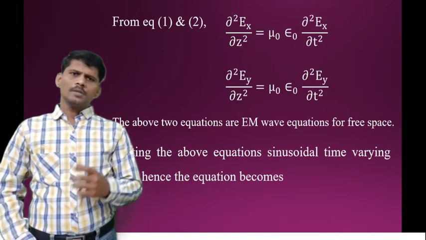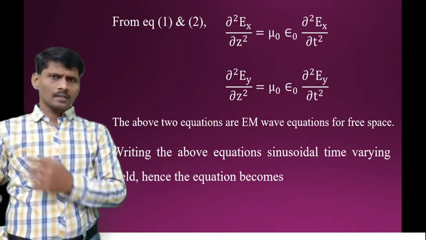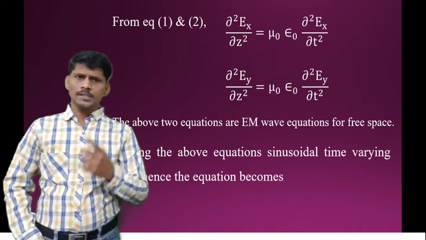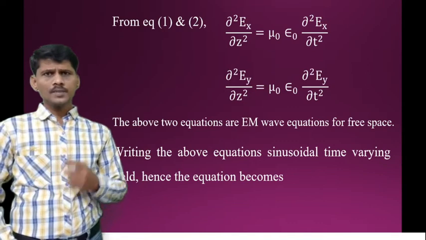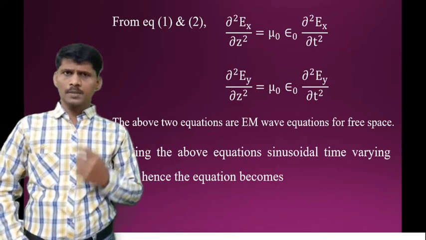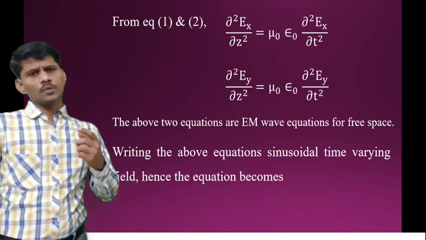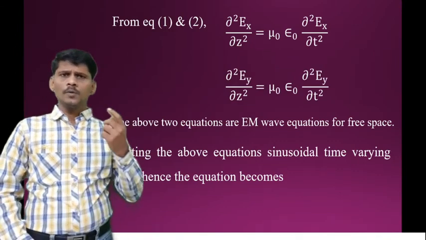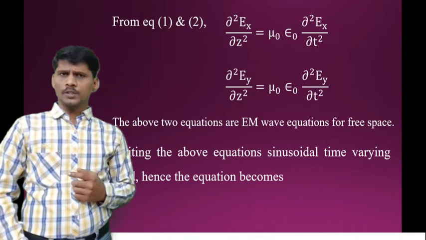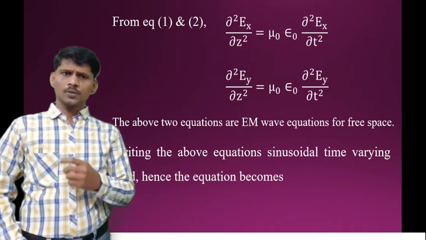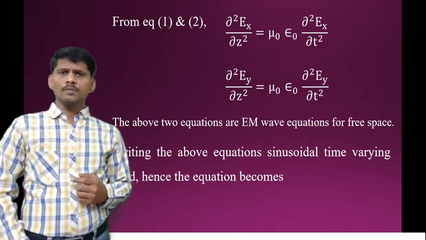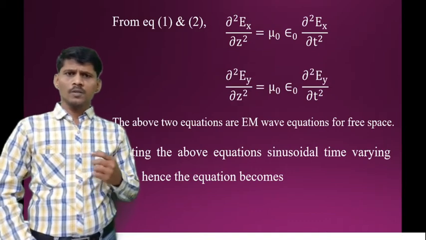Equations 1 and 2 were already calculated. What is equation 1? Dou square Ex by dou z square is equal to mu naught epsilon naught dou square Ex by dou t square, that is equation 1. And equation 2 is dou square Ey by dou z square is equal to mu naught epsilon naught dou square Ey by dou t square. These two are the electromagnetic wave equations for free space.